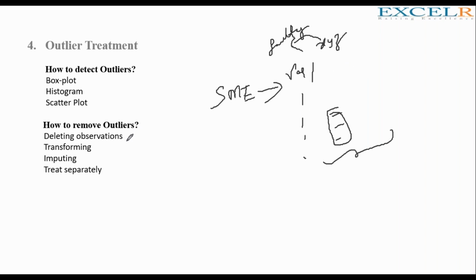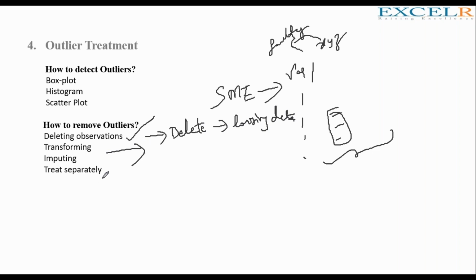Now, to remove the outliers, you can probably delete the observations. It's exactly similar to the deletion of observations in imputation. If you delete, you will be losing the data, and losing the data is nothing but losing the patterns.